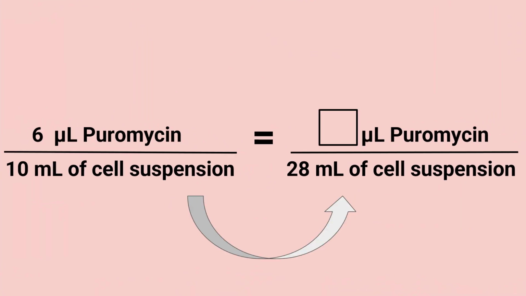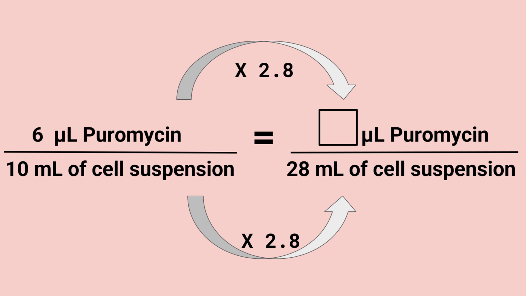We can use the concept of equivalent fractions to answer this question. 10 times 2.8 is equal to 28. So, keeping the proportions the same, we multiply 6 by 2.8, which is equal to 16.8. Therefore, 16.8 microliters of puromycin stock solution should be added to a flask containing 28 milliliters of cell suspension.